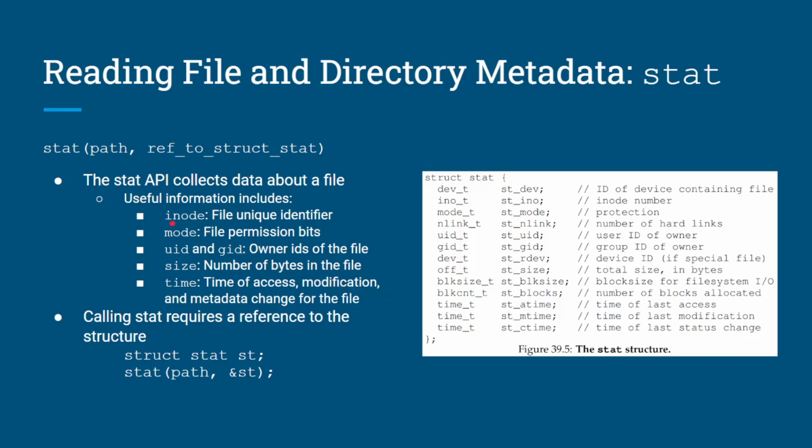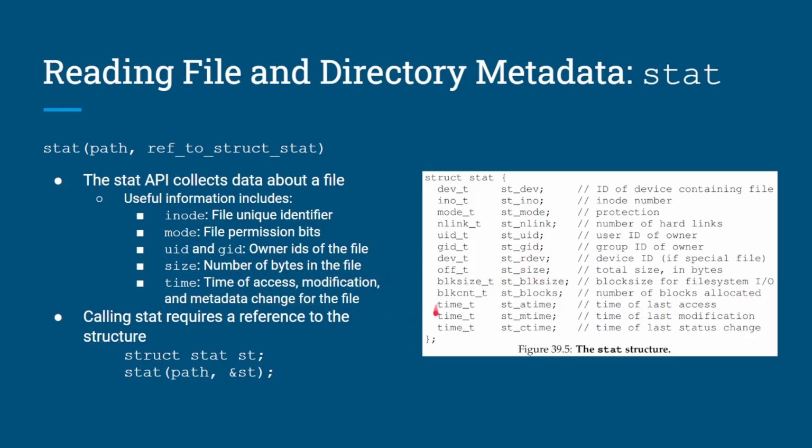Some important ones are the inode. Inode is the unique identifier of that particular file. Mode is the file permission bits, those 9 bits, including 10 bits if you include the special bits. The metadata also includes the user ID and group ID owners of that particular file. It contains size information, so you can actually know how many bytes of the file are there.